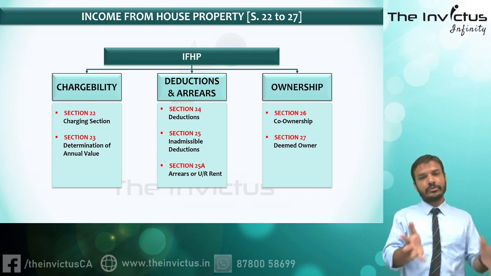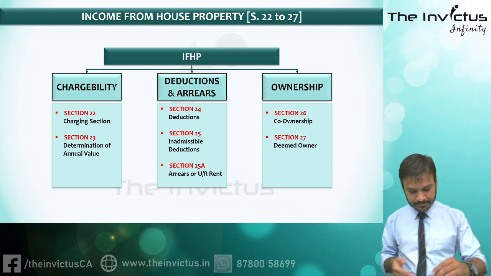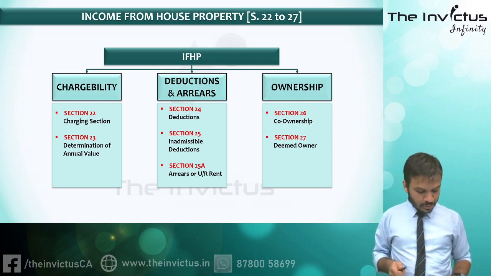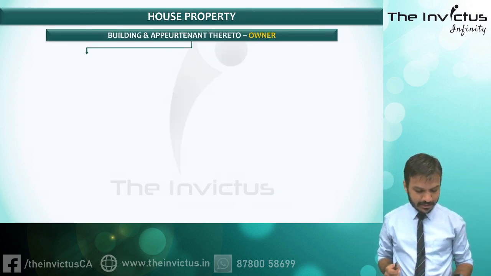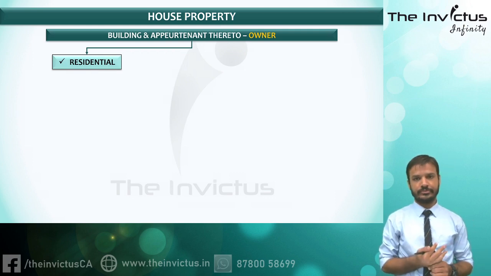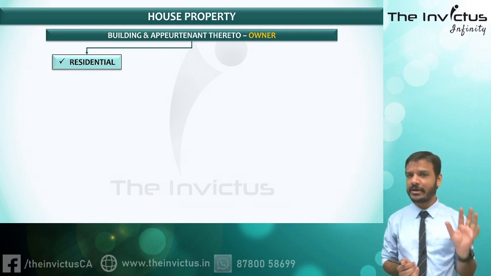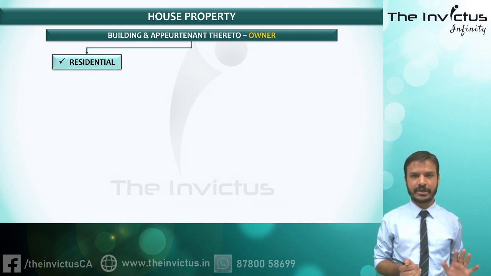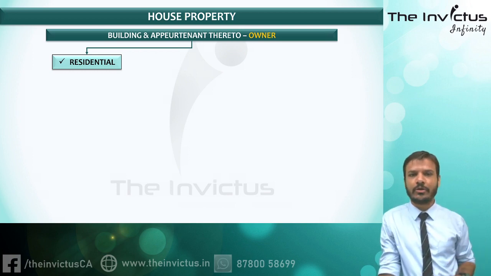So right now what we have in our discussion is rental income. To discuss this, first of all, tell me one thing: if I have a house property, what kind of uses can I make? House property means a residential building, a commercial building, factory building, etc. Everything is a house property. So what usage can I make? I can use it for my own residential purpose.